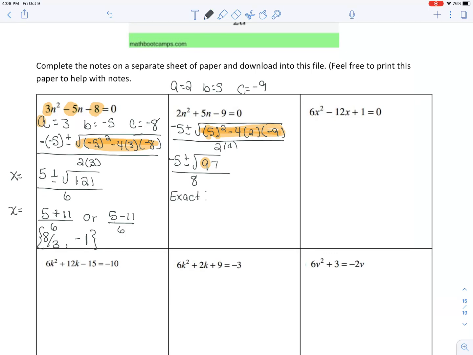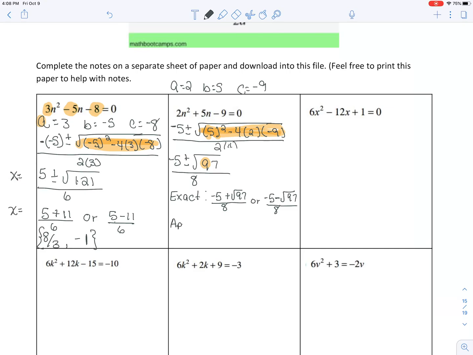Let me erase that and write that again, because we need to see that this is two different answers. So this is negative 5 plus square root of 97 over 8, or negative 5 minus the square root of 97 over 8. Those are our exact answers because they have radicals in them. Now sometimes they ask us to approximate the answer.